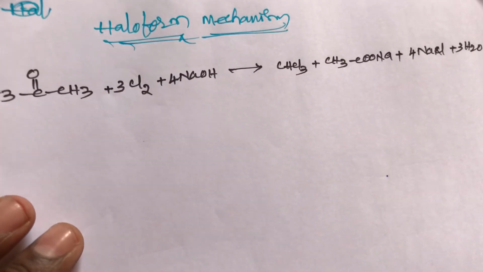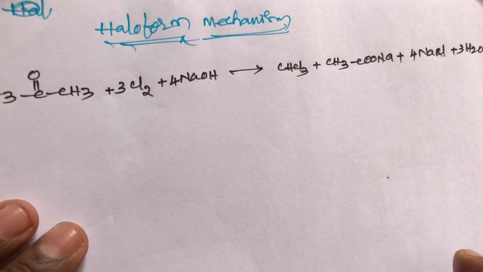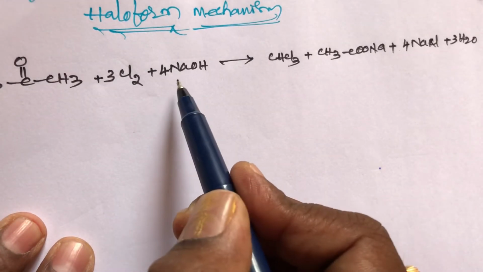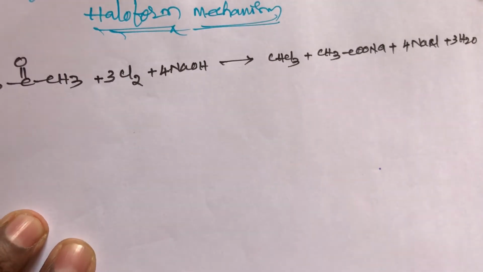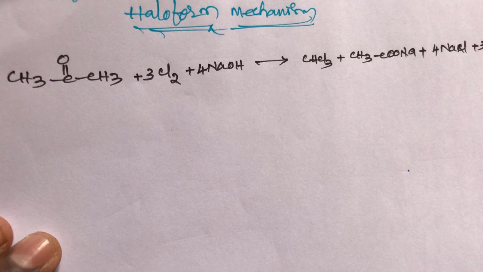I will give a simple mechanism. I will explain clearly, step by step. When acetone reacts with chlorine in the presence of NaOH, it gives chloroform plus sodium acetate plus NaCl plus water. Next, now take the mechanism.